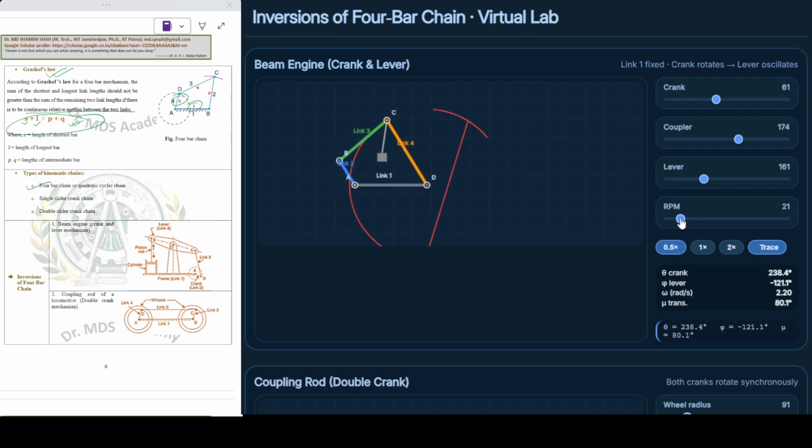In between you will find that the chain is getting locked. What does that mean? Once again, it is not following the Grashof law. See, a locked chain. So you will have to set the crank, coupler and lever lengths in such a way that you do not get a locked chain. The Grashof law must be followed.